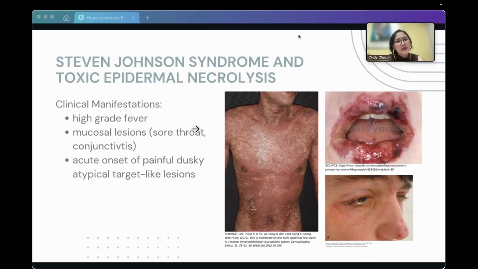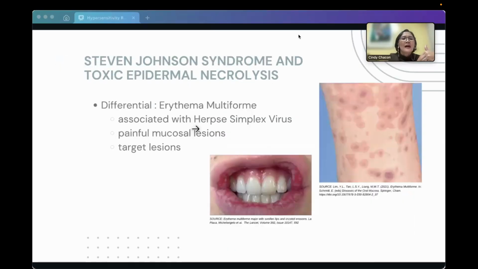So they look like burn victims, no? Other blistering eruptions with concomitant mucositis may be confused with SJS-TEN. For example, you have your erythema multiforme, which is associated with your herpes simplex virus and is characterized by painful mucosal erosions and target lesions, typically with an acral distribution and limited skin detachment.